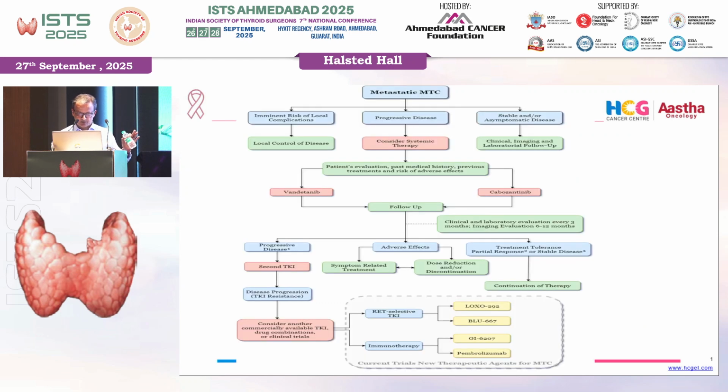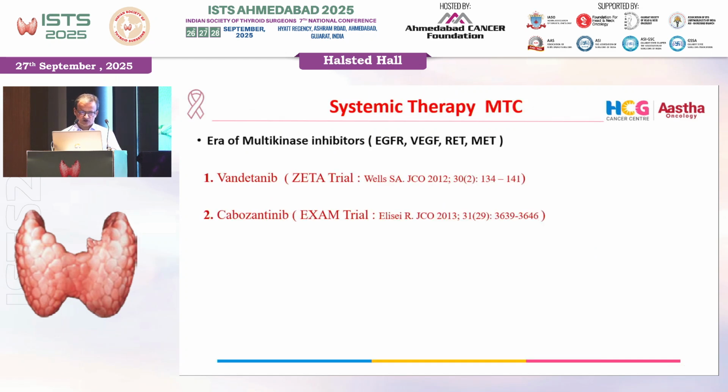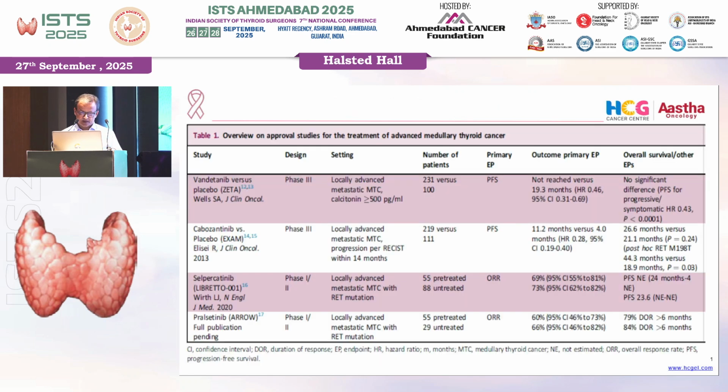This is again a slightly more extensive algorithm. I'll not go into that. These 2 drugs are multikinase inhibitors. The last one is available based on this trial, and this basically summarizes my whole talk. Cabozantinib, the second drug in the white row, is a phase 3 trial with a good number of patients, 2:1 randomization. Locally advanced MTC, about 200 patients versus 100 patients. The endpoint was PFS, which was achieved with a hazard ratio of 0.28, so about 72% reduction in the chances of progression if you use cabozantinib in advanced cases.